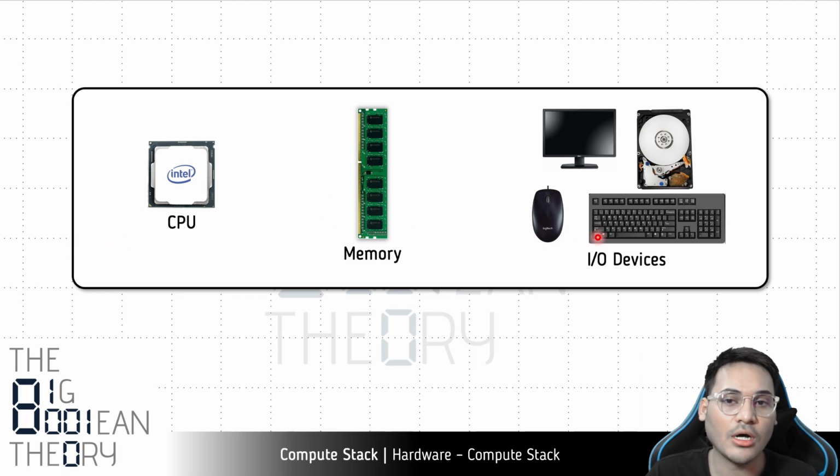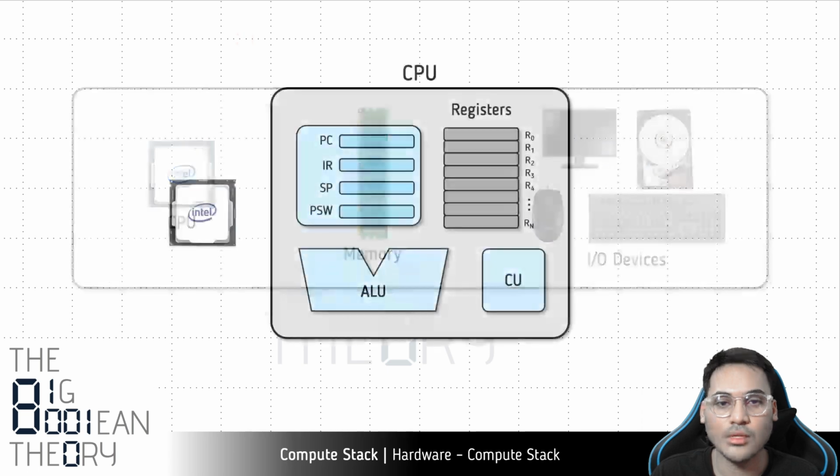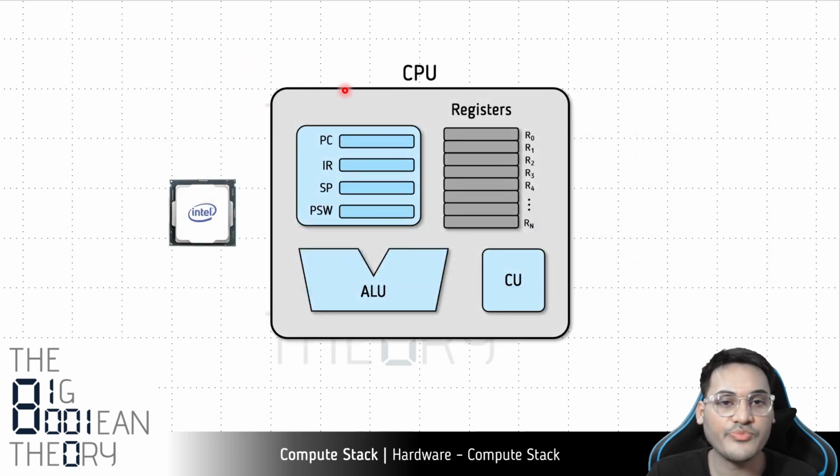What we will do now is take each of these hardware components one by one and quickly recall what their major role is, how they are organized, and what is the interface that each of these exposes to the layer of software above. We'll start with the CPU first. This is how the CPU looks.